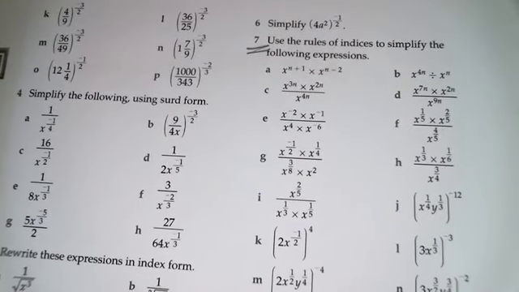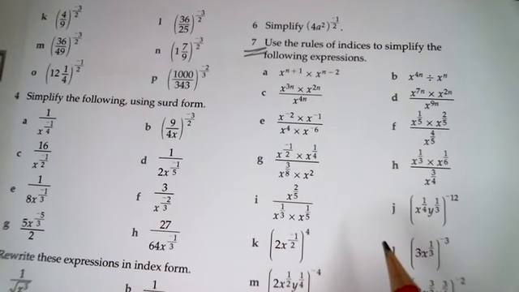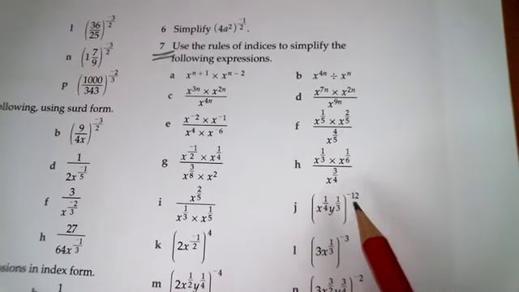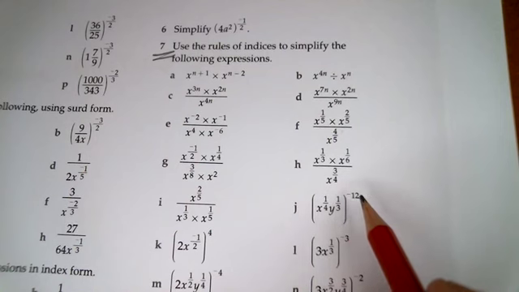All right, let's have a look at 7j. Now, 7j works on a slightly different principle to I, but it works on the principle that we can multiply each of the internal indices by the external index outside the brackets.